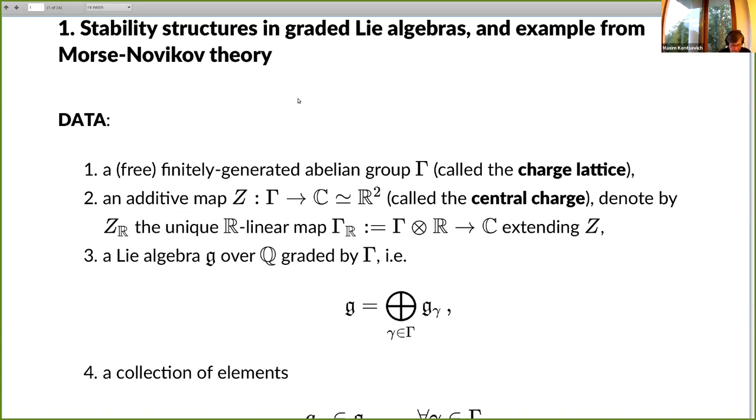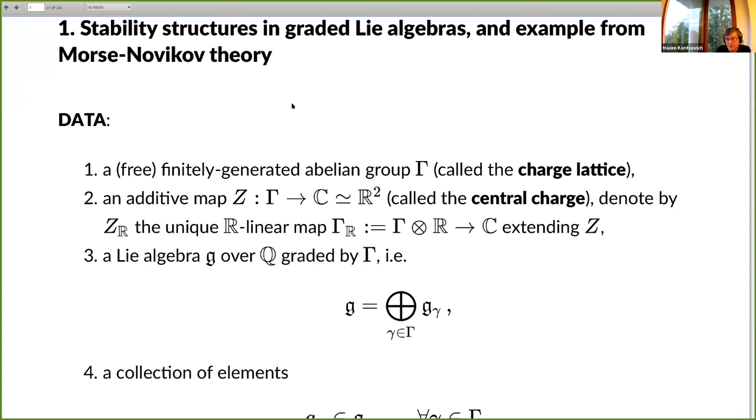So there is a better notion of wall crossing structure, which I will mention later, and which will supersede the notion of stability structure. But I'll start with this. So the stability structure in graded algebra is given by the following data. You have a finitely generated abelian group, and sometimes it's convenient to assume it's free, sometimes not. I will vacillate between two options. There's really not much difference.